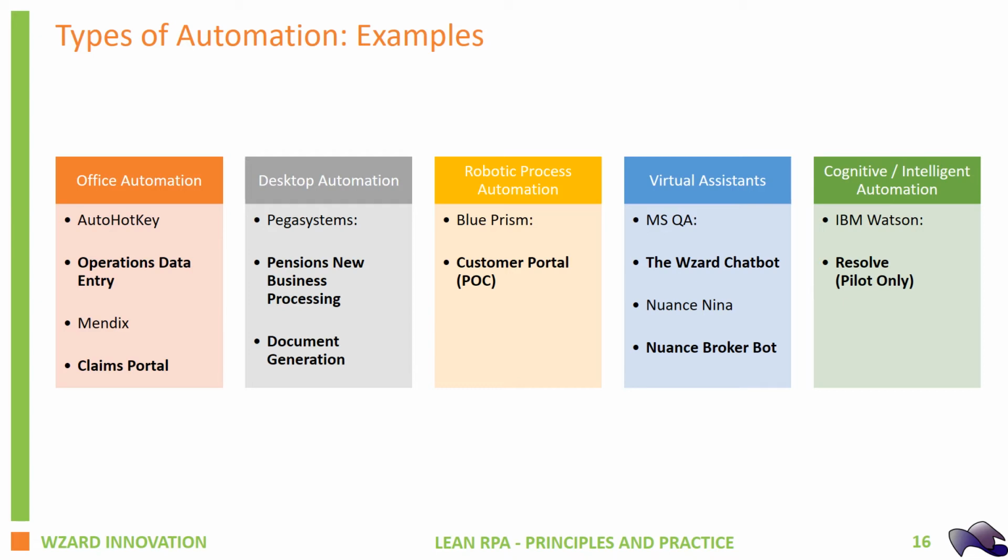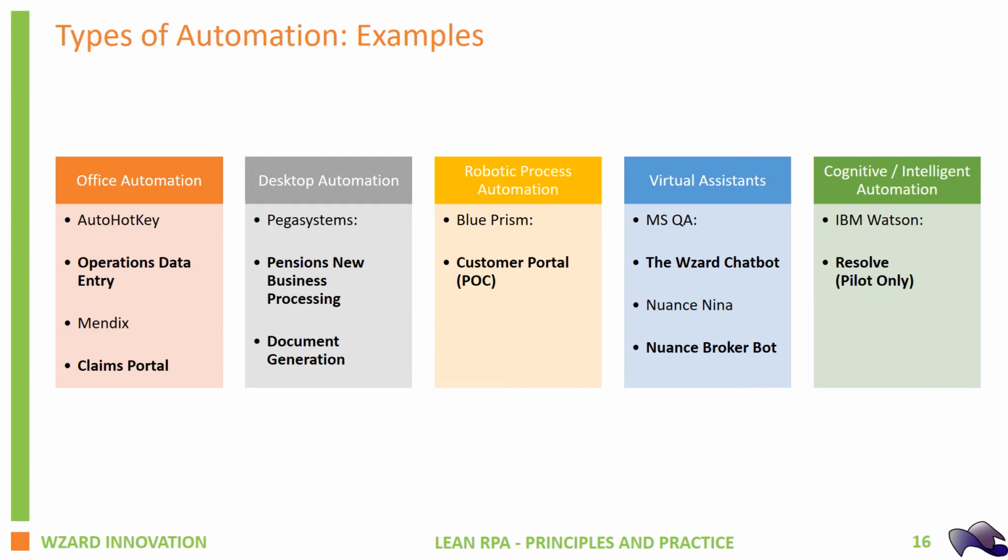Our second example is Mendix. Mendix is an example of a low-code development tool that provides a faster pace of development, considering options to replace problematic systems before beginning to automate. And the Claims Portal gave us an opportunity to develop an entire application rather than actually layer on automations on top of existing applications.